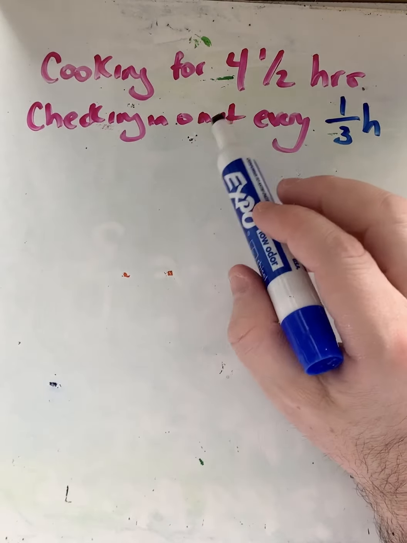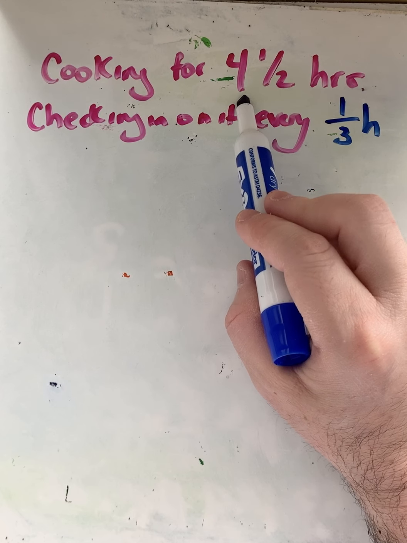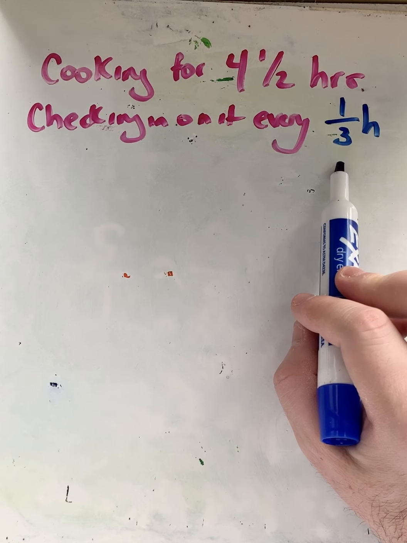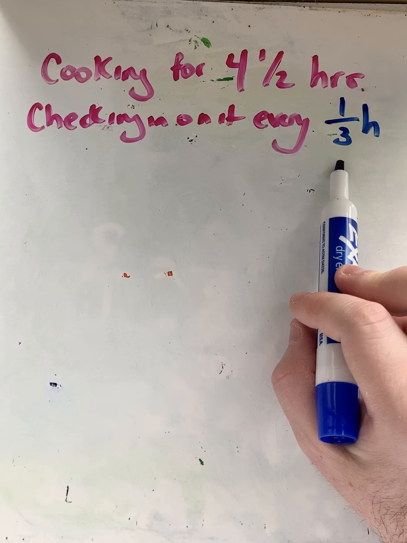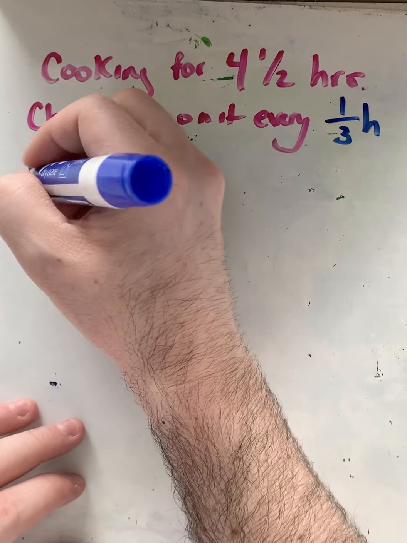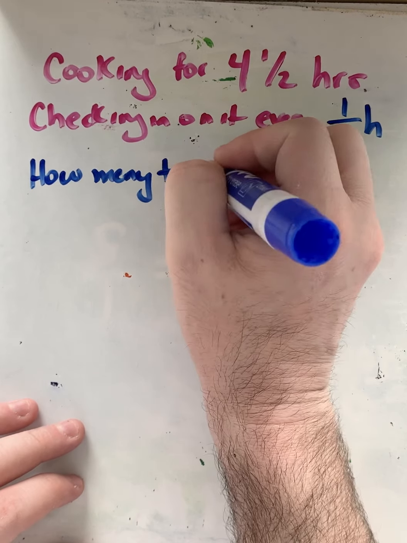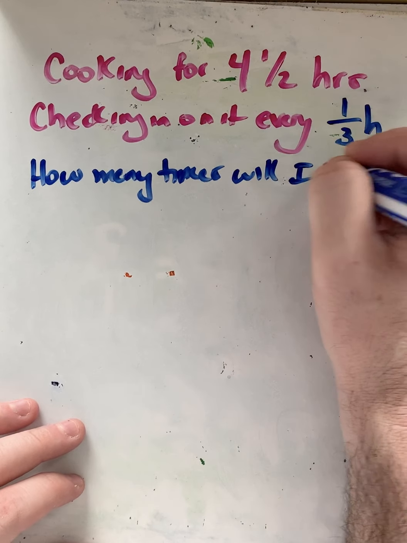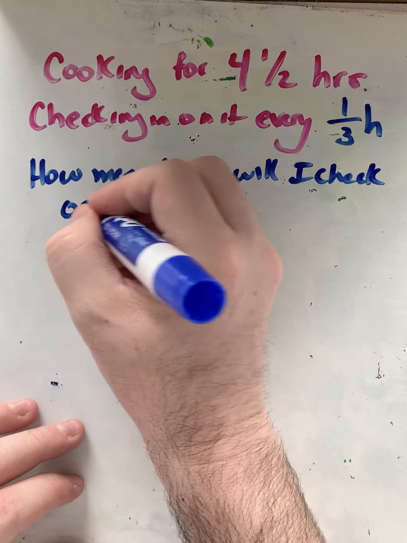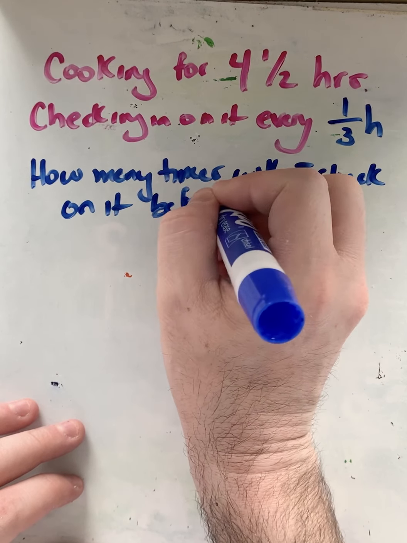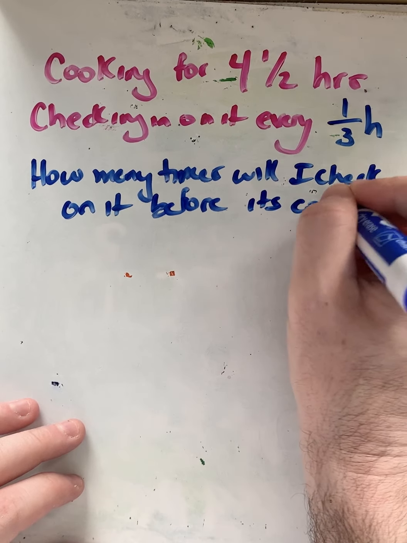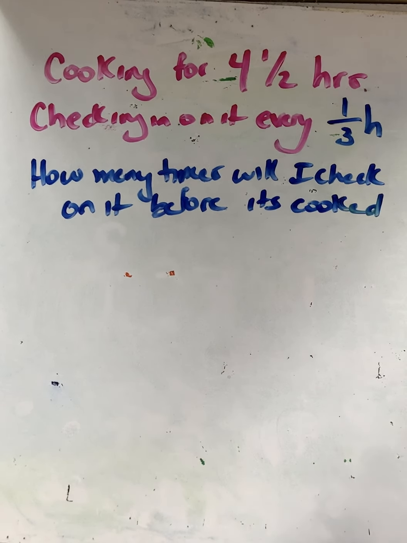So the total amount of time that I'm cooking for is 4.5 hours. I'm checking it every 1/3 of an hour. So how many times will I check on it before it's cooked? Okay, so this one I want you guys to try on your own. Take a pause and then come back when you think you are completed. Okay, go.